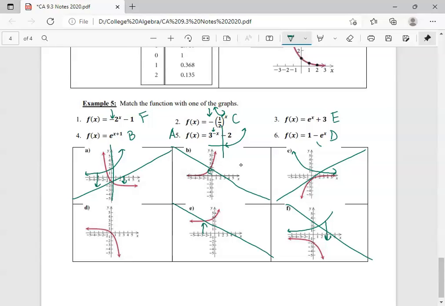And if I were going to do 6, I would rewrite it with the exponent in the front. So negative e to the x plus 1. So I know this negative is flipping it across the x-axis. So it started out exponential growth, and then it flipped it across the x-axis. Then it pushed it up 1. So D. If I'm taking a test on this, I'm absolutely typing these in the graphing calculator.